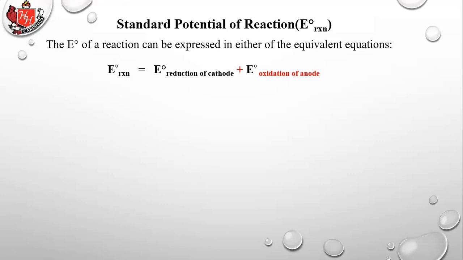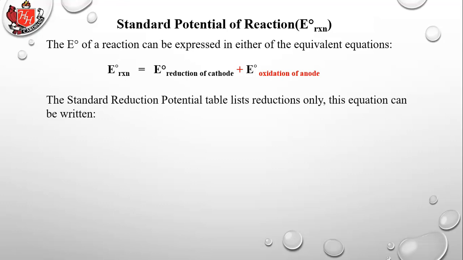So zinc naturally wants to oxidize, so you have to turn that reaction around and change the zinc number from a negative to a positive. Okay, and that's what we did on the last slide. We made it a positive 0.76 rather than a negative 0.76.